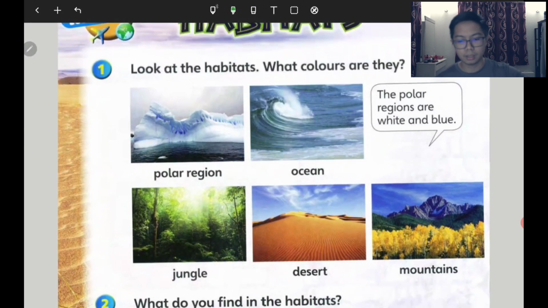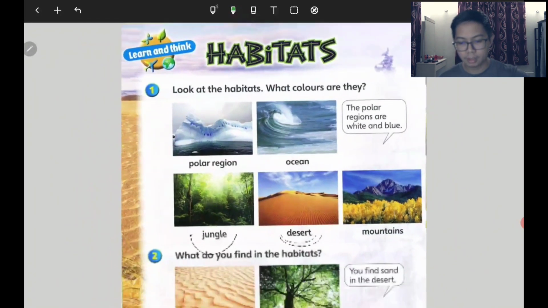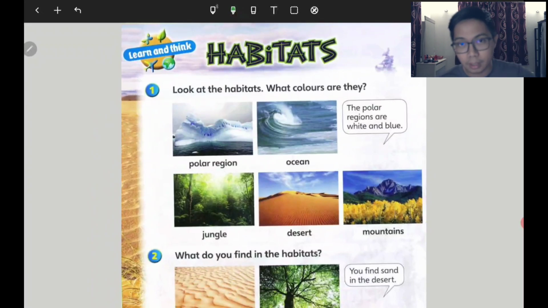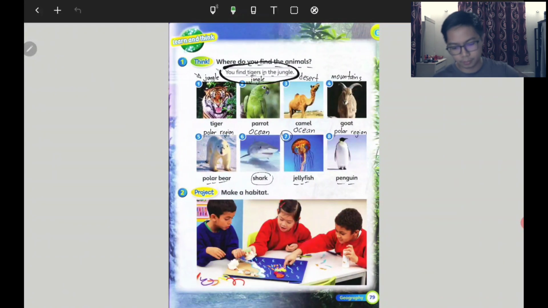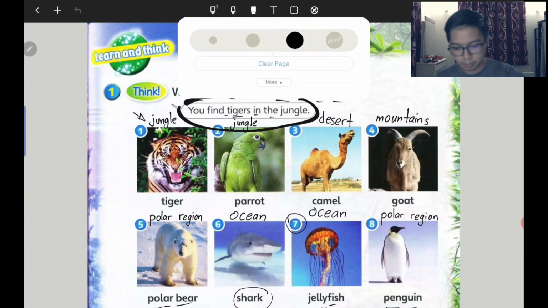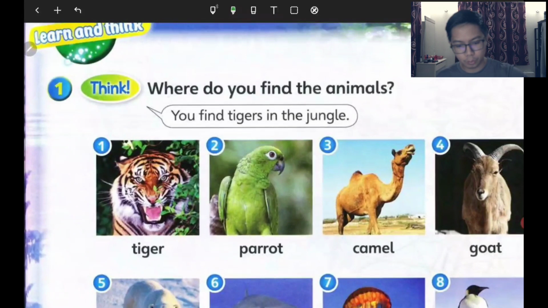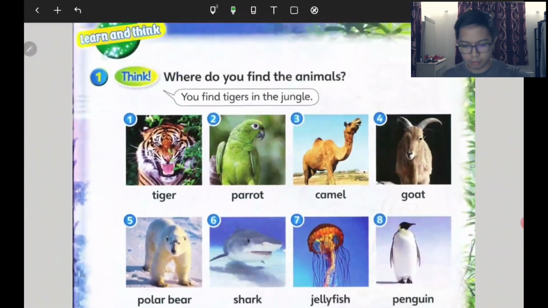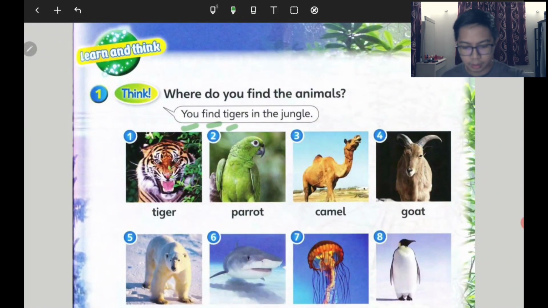And remember, each of these habitats, they have their own specific animals. On the next page, okay, let me clear this up. The question, where do you find the animals? We have 8 animals over here. For example, you find tigers in the jungle. Okay, the first animal is tiger. You can find tigers in the jungle or the zoo. Okay.